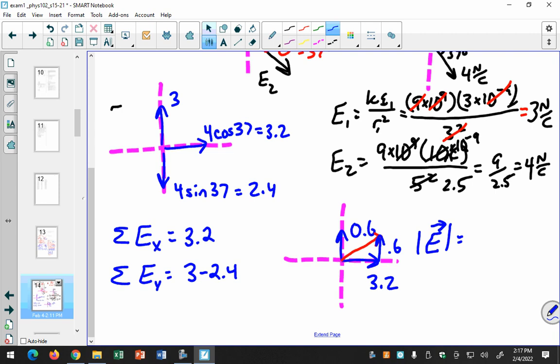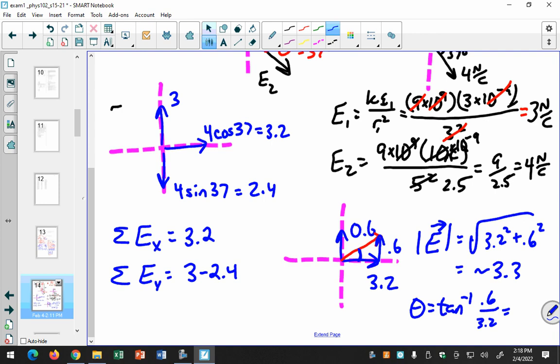The arrow means it's a vector, E means it's the electric field, and the parallel bars means it's the magnitude. That's going to be the square root of 3.2 squared plus 0.6 squared. That's probably about 3.3. I don't know exactly what it is. And then I want to figure out what is this angle. That angle theta is the inverse tan of 0.6 over 3.2. And that's 11 degrees.